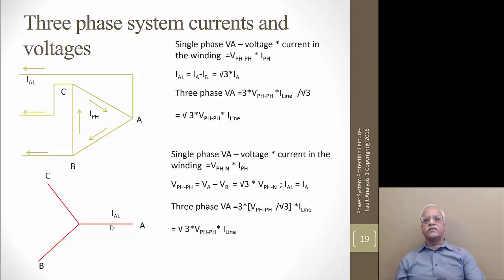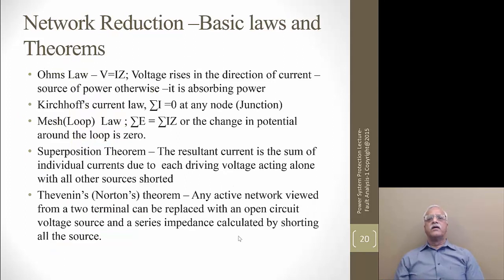Then line current is square root of 3 times IA here, and then it becomes root 3 V phase-to-phase times I line is three-phase VA on the delta side. It turns out to be the same on the Y side too. Root 3 V times I will give you the three-phase power. Now we know that by using per unit, we can get rid of the voltage variations, voltage levels, and just represent everything as a per unit impedance, and then do the calculations.